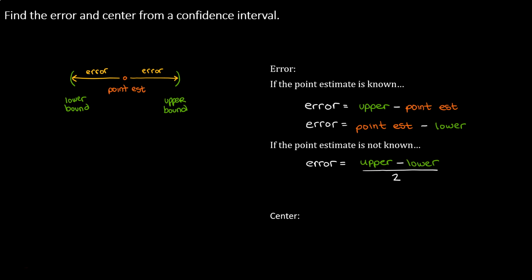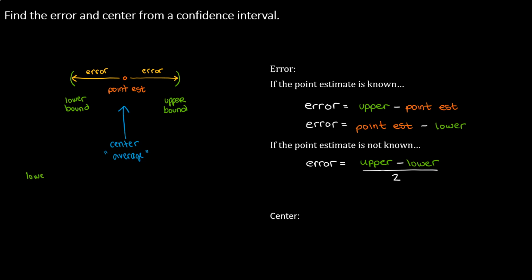Another question we might ask ourselves while looking at a confidence interval is, where is the center? If we don't know the point estimate, but all we can see is the lower bound and upper bound, we might be curious, where is the center? To find that, we're really just looking for the average between the lower bound and the upper bound number.